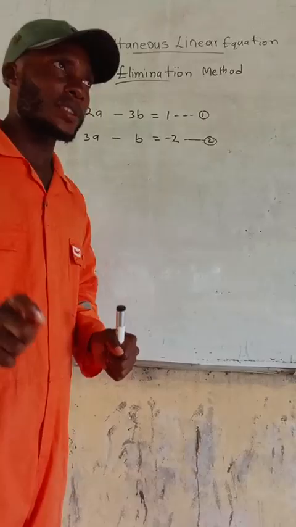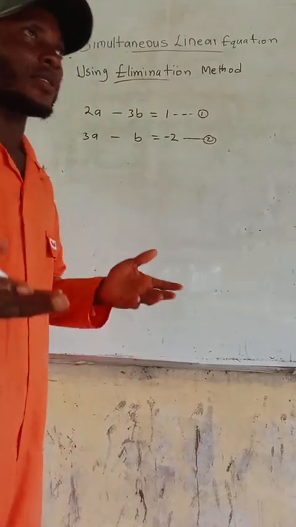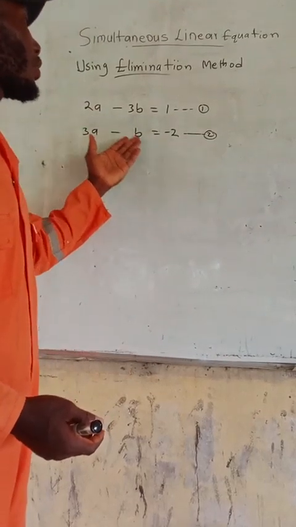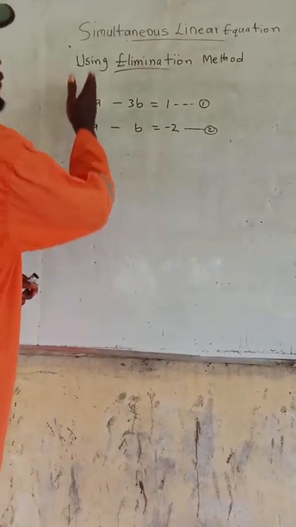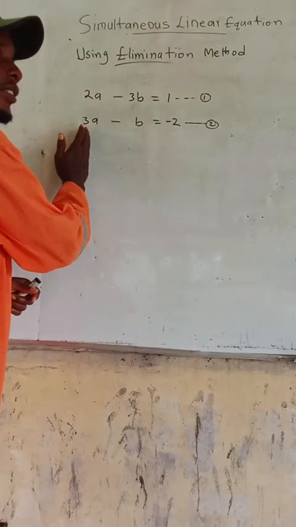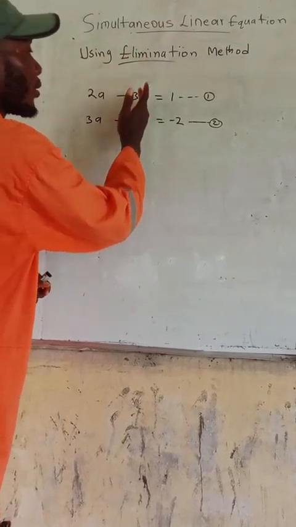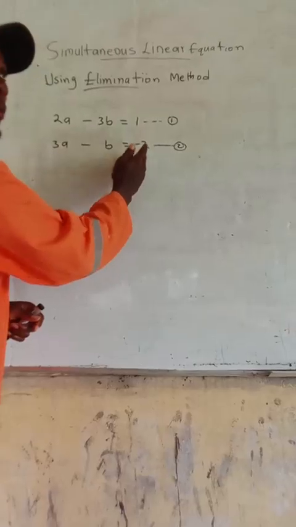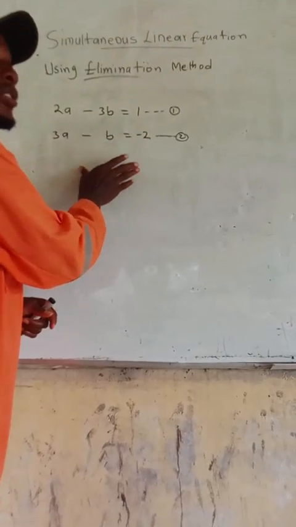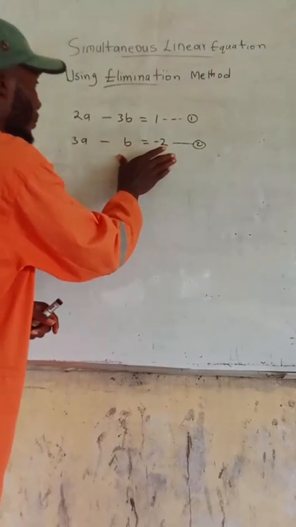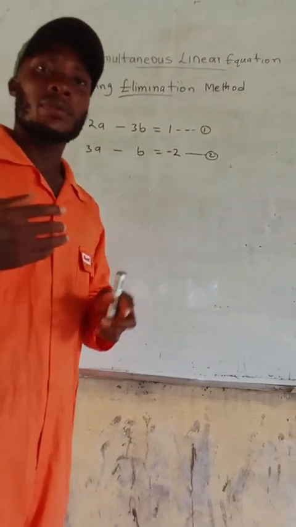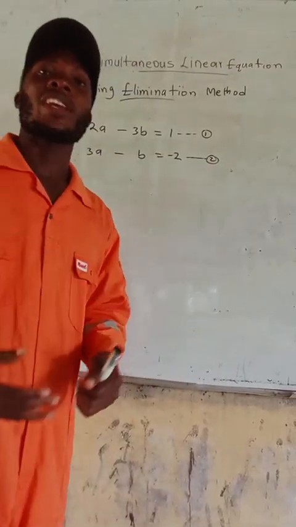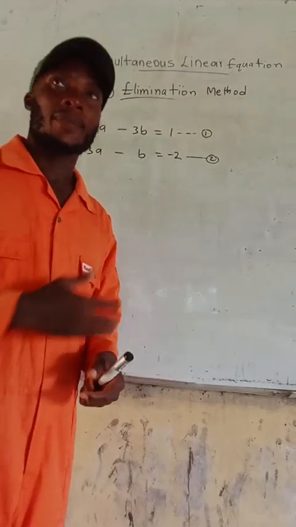If this is the question and you are asked to use the elimination method, the simple truth is this. Just know that this is how simultaneous equations are supposed to look. You have the unknown in the first column, then in the second column you have the other unknown, and after the equal to sign you have the constant, that is the one without the alphabet. When it is like this, the next thing you will do is use the elimination method to solve it.